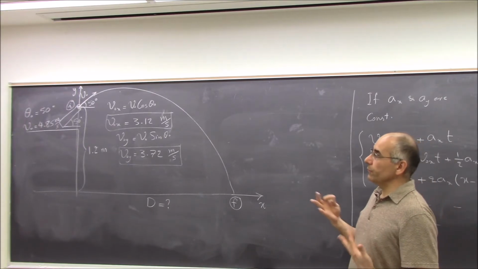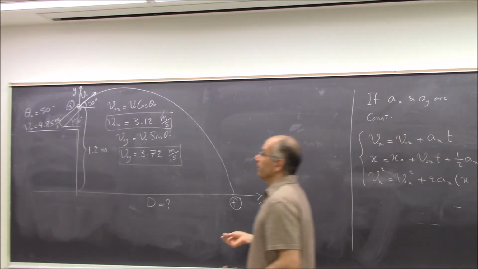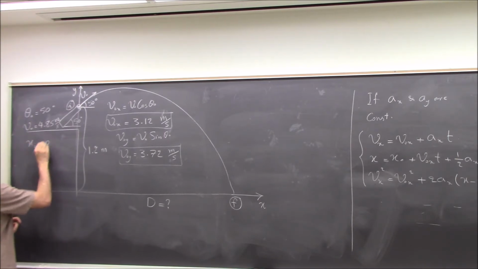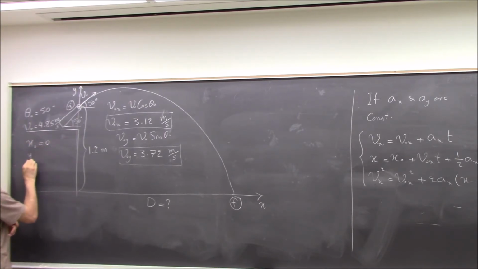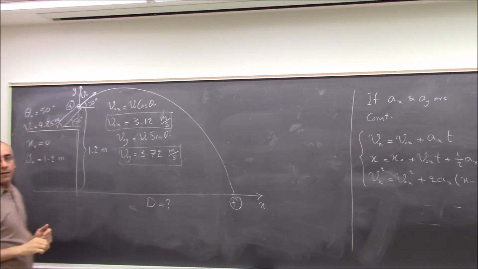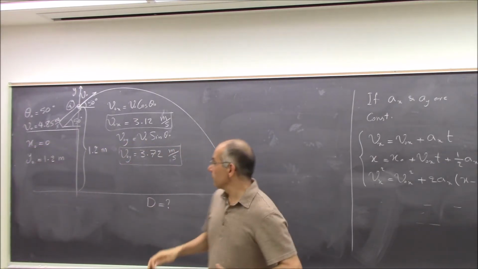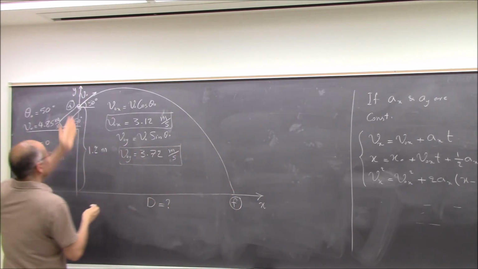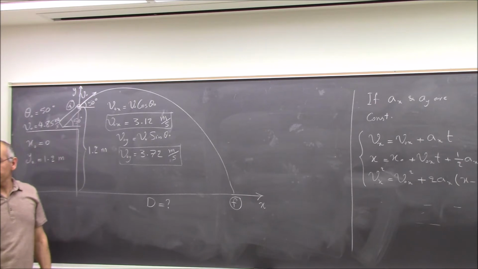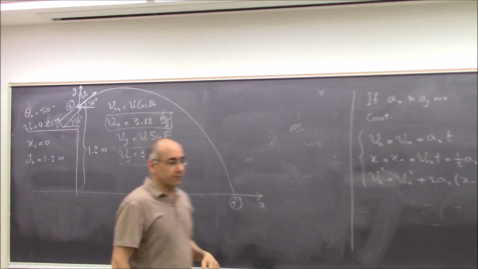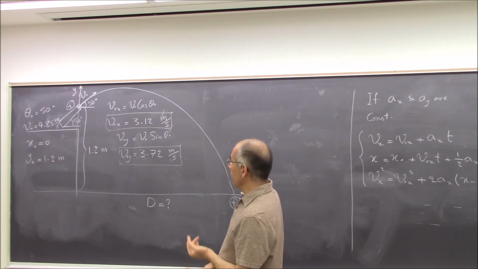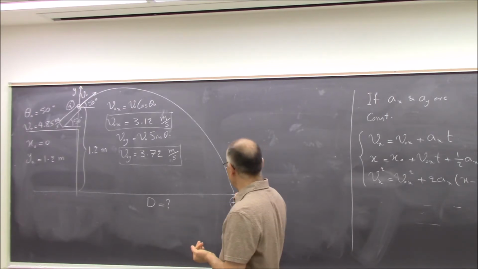Do we know the initial position? Yes, x naught is 0. y naught is h, which is 1.2 meters, in this coordinate system. So you could just read it from the coordinate system. If you are here, x is 0, y is 1.2. And so you have initial position and initial velocity in each direction, and you want to find this d.